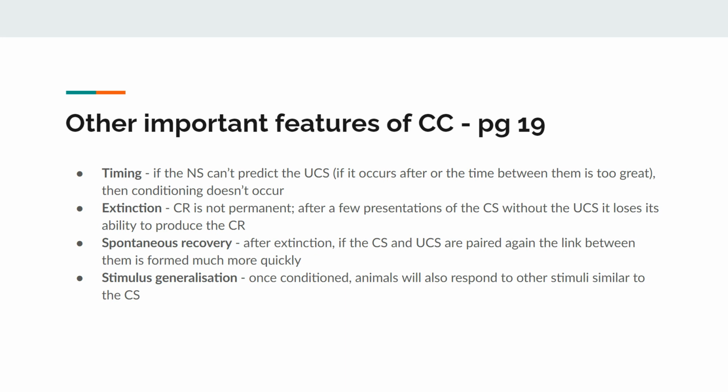And lastly, stimulus generalization. Once an animal is conditioned, they'll also respond to other stimuli that are similar to the conditioned stimulus. So the dog salivates when it hears a bell. This can be generalized to other sounds. So rather than a handheld bell that you ring, it might be to a doorbell or to metal jangling together, something like that.